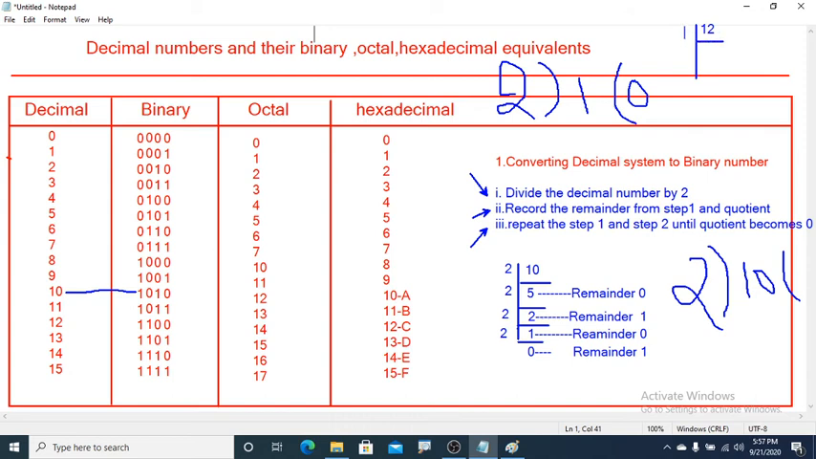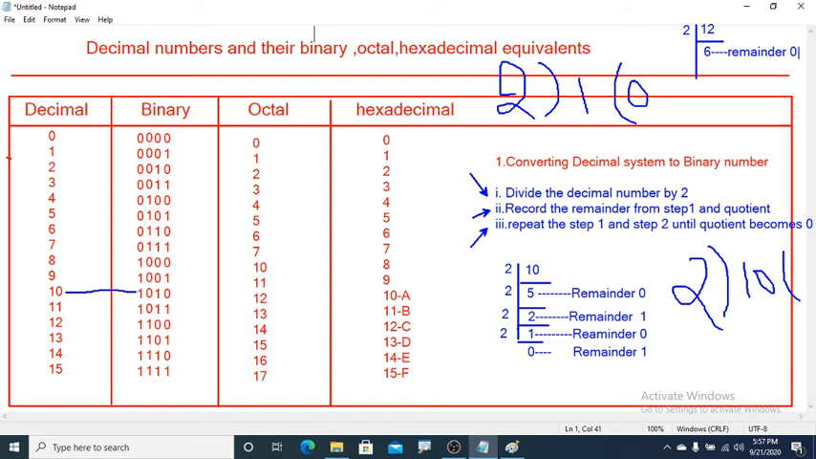So what is step 1 now? Divide the decimal number by 2, right? Now 2, how many times will it multiply? 2 sixes are 12, right? So it is divisible by 6. I am writing 6 here. 6, that means 6 into 2 is 12. So 12. Now what is the remainder? If I divide by 6, what is the remainder? Remainder is 0. All of you know it.